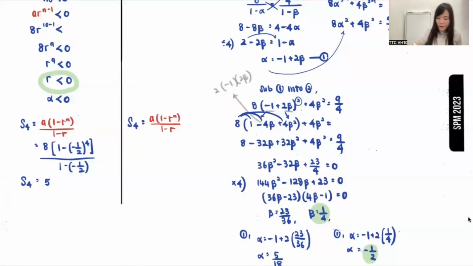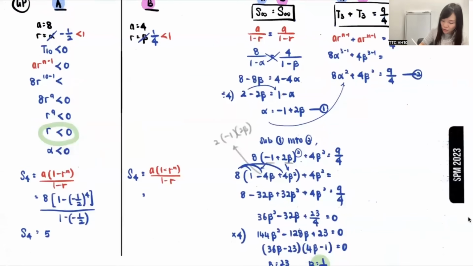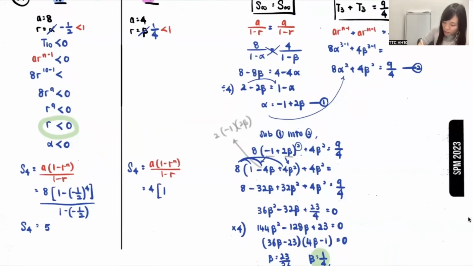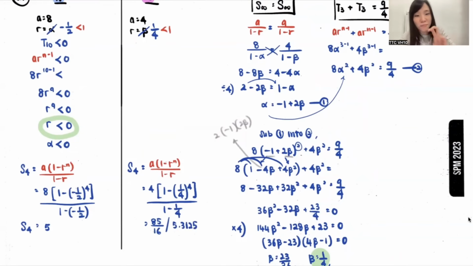Okay, how about the other one? Same thing. The A, let me look up, is 4. 1 minus R, 1 over 4, power N, 4, over 1 minus R. Let's again press calculator. So 1 minus 1 over 4, power 4, times 4, divided by 3 over 4. I'm getting 85 over 16. In decimal, 5.3125. Okay, finally getting both S4.